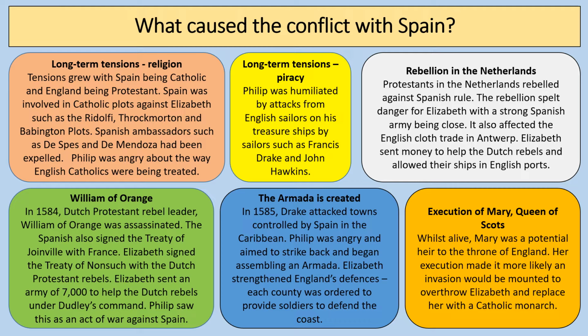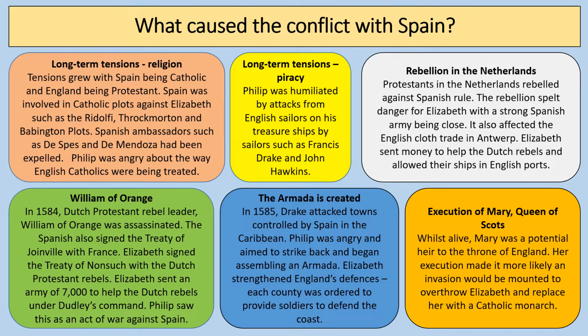Now, everything changed in 1584 when the Dutch Protestant rebel leader, William of Orange, was assassinated. This caused a huge problem for the Dutch Protestant rebels and meant that they needed more direct support from England. Also at this time, the Spanish signed a peace treaty with France called the Treaty of Joinville, and that again is a problem for England because previously England had been able to play France and Spain off against one another, and Elizabeth had been able to stay out of wars. Elizabeth was very anti-war. She thought war was expensive and a waste of resources, and therefore she tried to avoid wars during her rule.